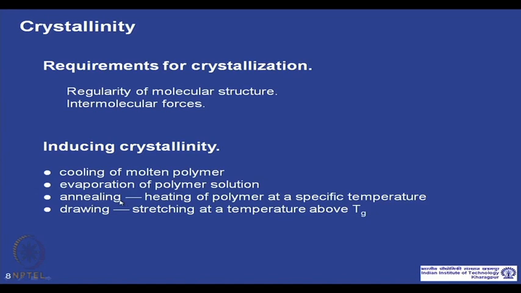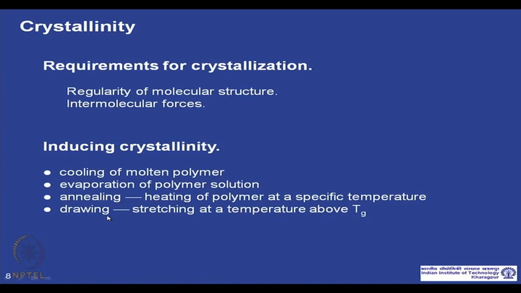Annealing is nothing but heating a polymer at a particular temperature, and basically when you heat the polymer at a certain temperature, we are providing some thermal energy. With the help of that, the polymer chains can slowly align themselves and form crystalline regions.